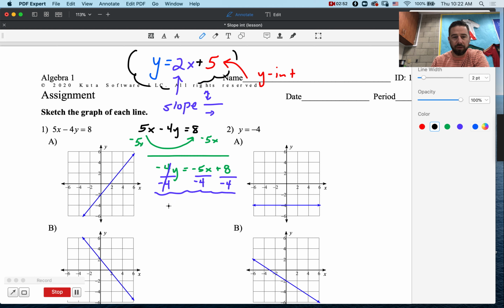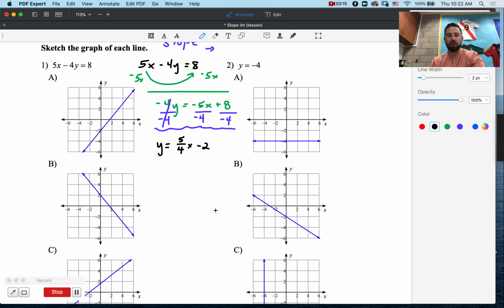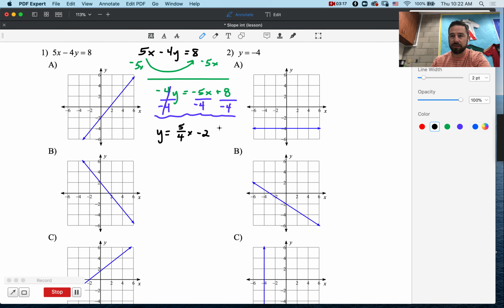What we have left is our y, and then we have this fraction. Don't freak out. We don't mind fractions in slope-intercept form. They actually make our life easier, so don't trip out when you see that. A negative divided by a negative is a positive, so I'm going to make this positive 5 over 4x. And then positive 8 divided by negative 4 is a negative 2. Now I want to show you how you would graph this.